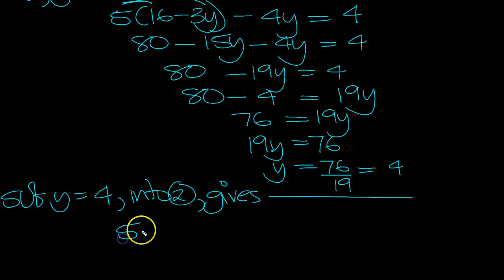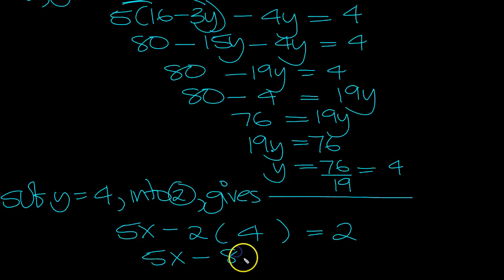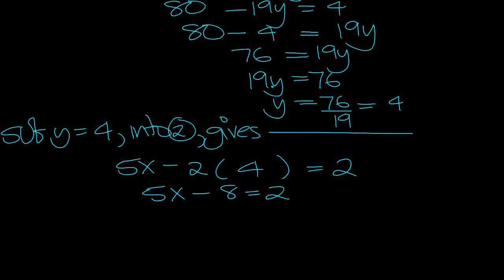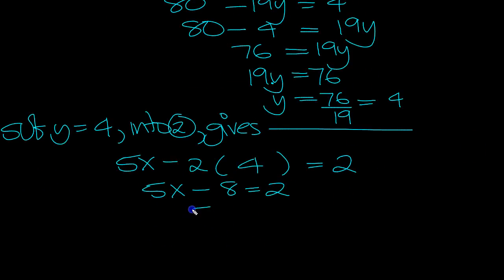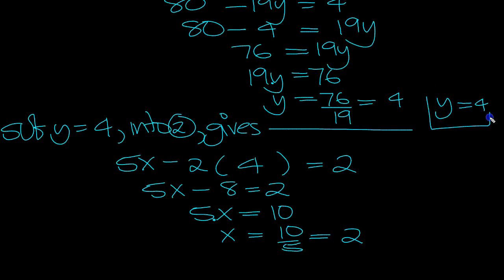5x minus 2y equals 2. And we found out that y value was 4, so we're subbing it in. So 5x minus 2 4s are 8 equals 2. So we've got that. Move the 8 over, minus 8 to plus 8. So it becomes plus 8 plus 2 is 10. And then we can just take the 5 from times to divide. 10 over 5 is 2. So here y equals 4. And here x equals 2.